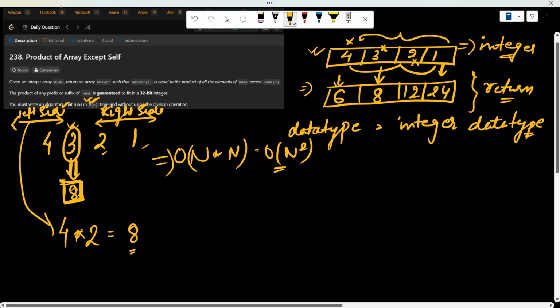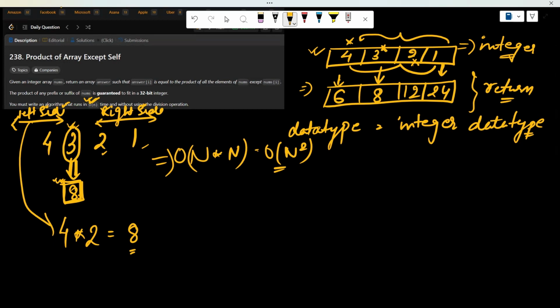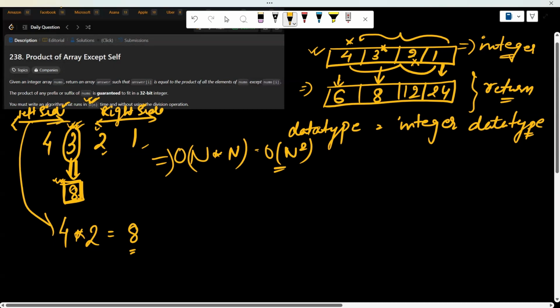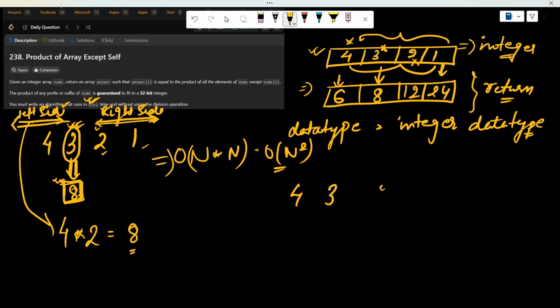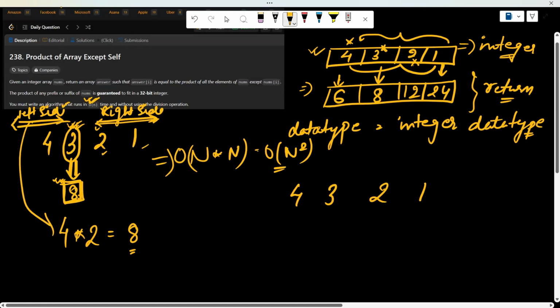Suppose before finding this value, we pre-calculate the product of all the elements on the left-hand side and the product of all the elements on the right-hand side. Can we do so? Taking a similar example 4, 3, 2, 1, suppose we want to find the product of all the elements on the left side of each number. For the first number, initially there is nothing, so we can write 1.